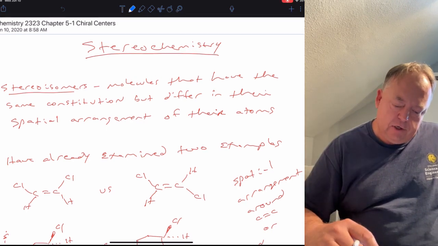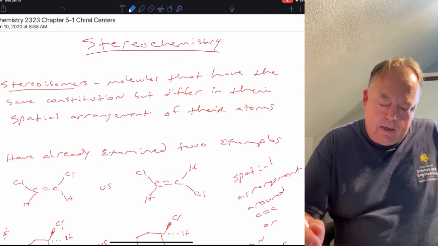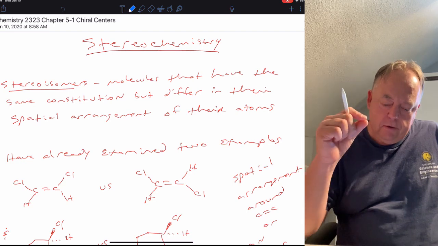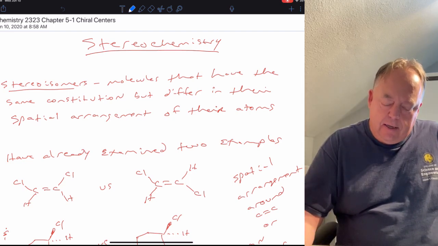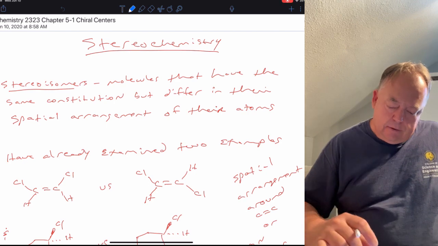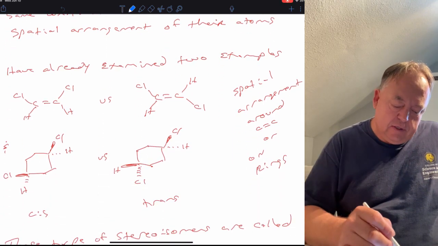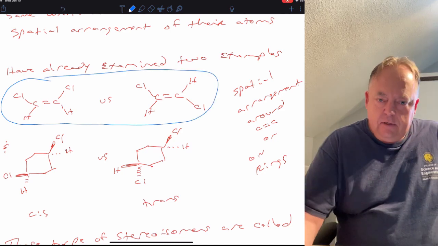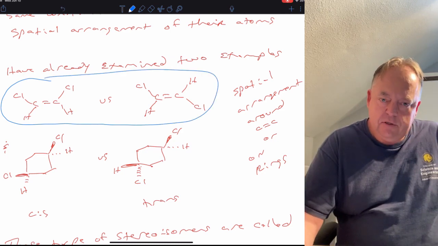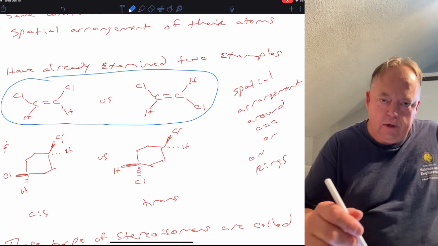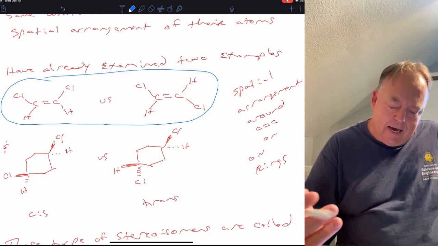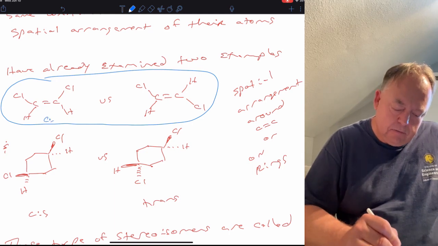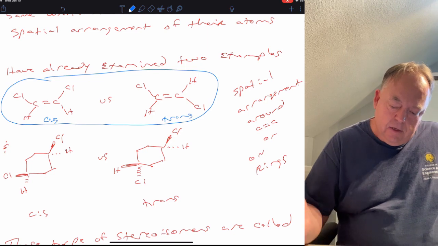Okay, so we've talked about stereoisomers before. Stereoisomers are molecules that have the same constitution, meaning atoms are attached in the same order, but they differ spatially in how atoms are arranged. We've seen examples before. For example, between these two molecules, they have the same constitution. It's a chlorine, carbon, carbon, chlorine in both molecules, but the atoms are arranged differently spatially. So one's a cis isomer, right? This is the cis isomer, and this is the trans isomer.